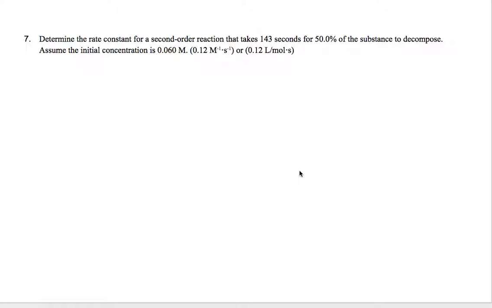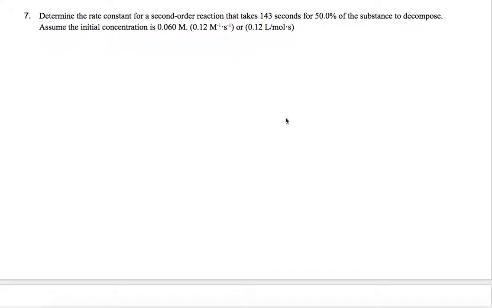Number 7 is the same thing, only it is going to be a second order reaction. So instead of using the natural log equation here for the half-life, you'd be using the 1 over. So the T1/2 is equal to 1 over the constant times the initial concentration. So we can plug those things in. We have 143 seconds is equal to 1 over the constant times the initial concentration of 0.060. We end up with a constant equal to 0.12.